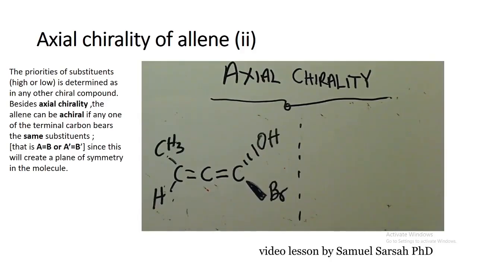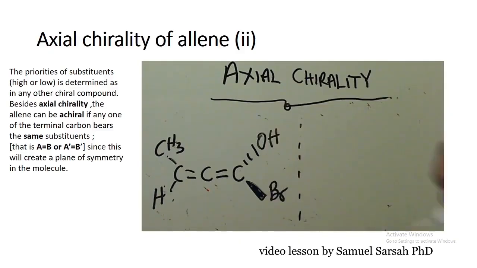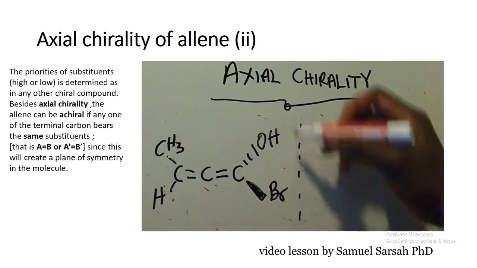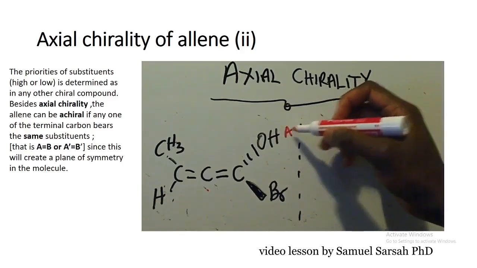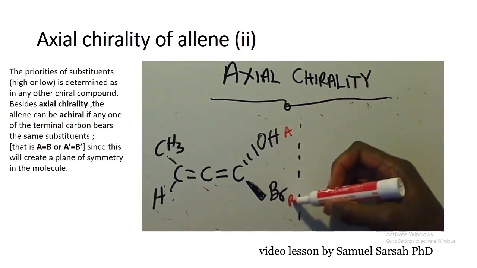Alright. So assuming we have a compound like this, we can look at here and here, which of these two has the highest priority. Of course is this. So let's call this A, and then let's call this B.